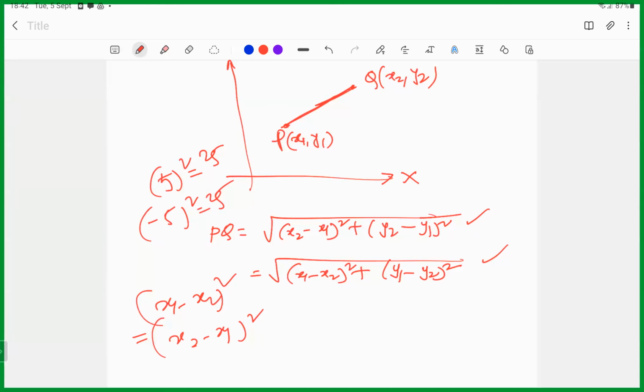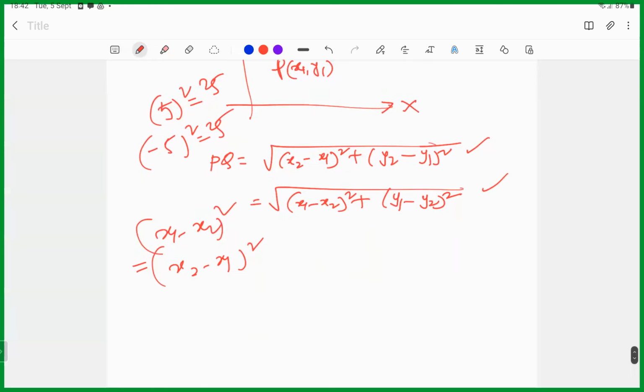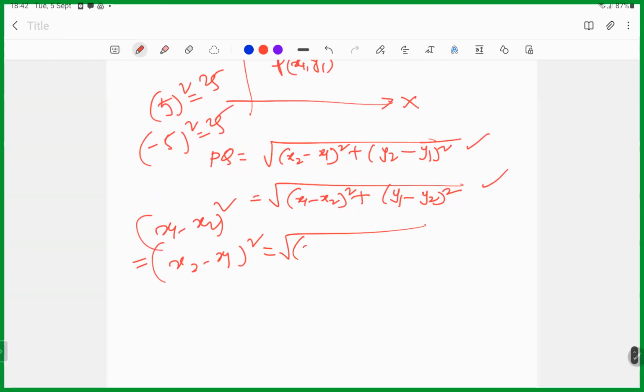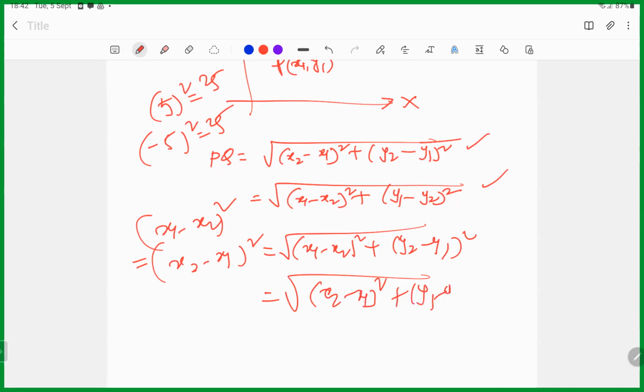Okay. So both are correct. Also equal to the square root of (x1 minus x2) whole square plus (y2 minus y1) whole square. Also equal to (x2 minus x1) whole square plus (y1 minus y2) whole square. All are equal only. Either you can do x1 minus x2 or x2 minus x1, or y1 minus y2 or y2 minus y1. Both are the same, because we are squaring them. That's the reason. So this is the distance formula.